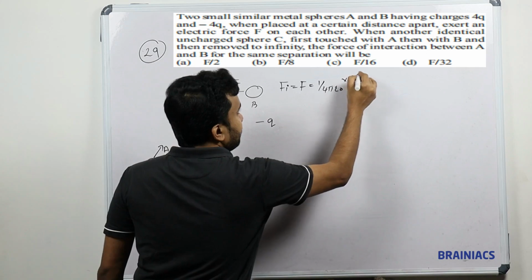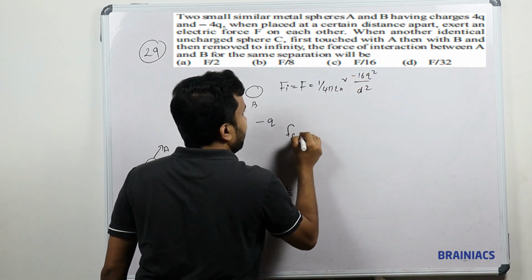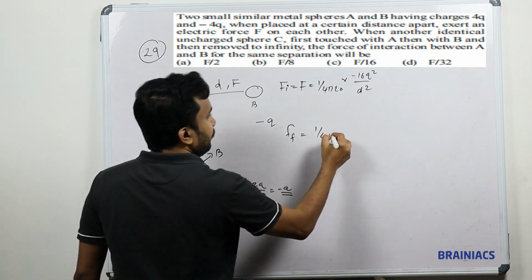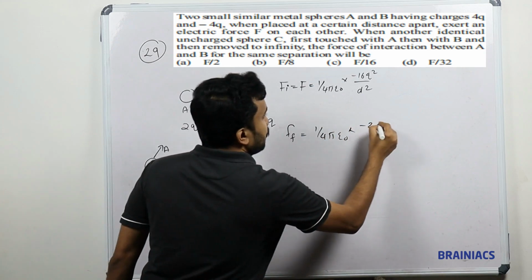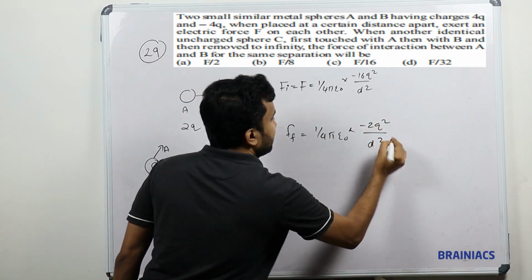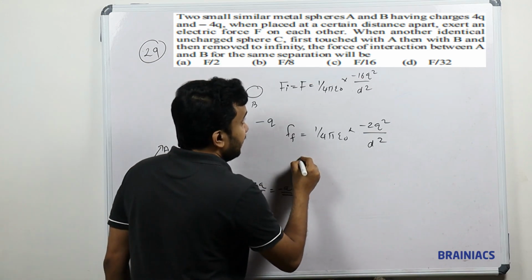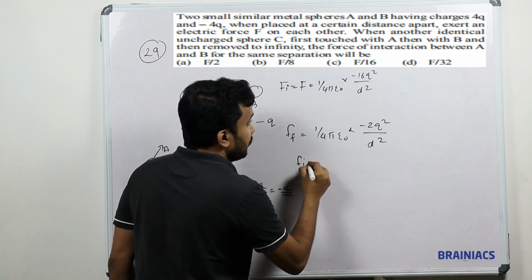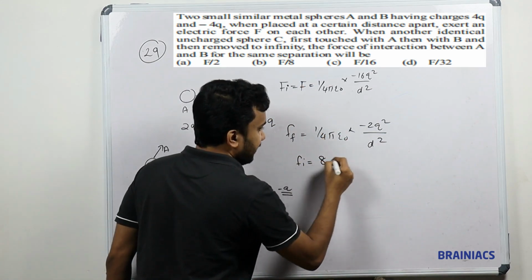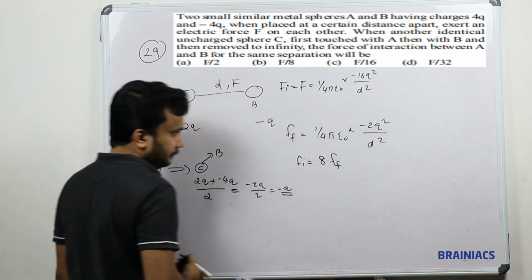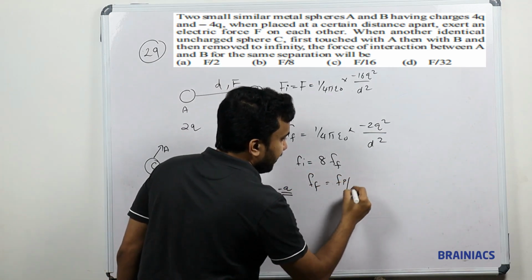So it is minus 16 Q square by D square. Now what is the charge? F final is equal to 1 by 4 pi epsilon 0, and the charge is minus 2q square divided by d square. So if you compare these two, I can say F initial is equal to 8 times F final, or I can say F final is equal to F initial by 8.